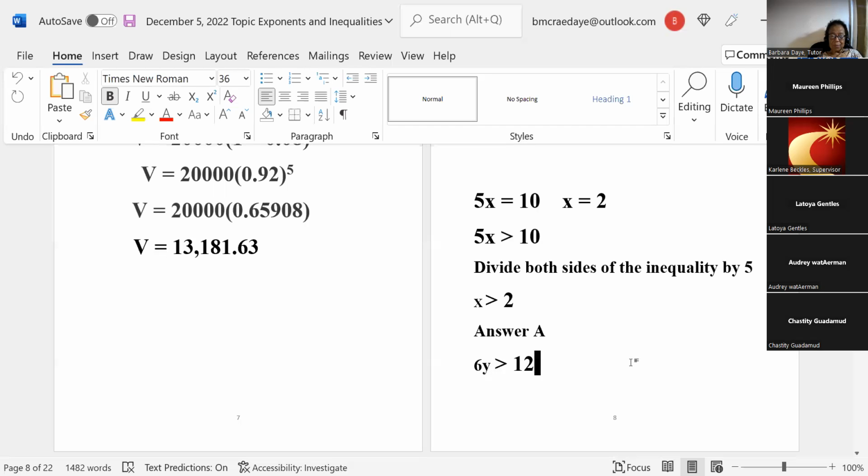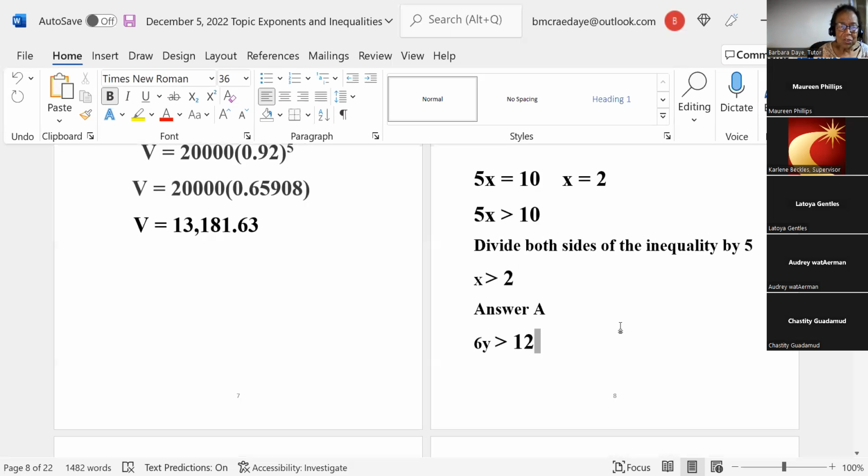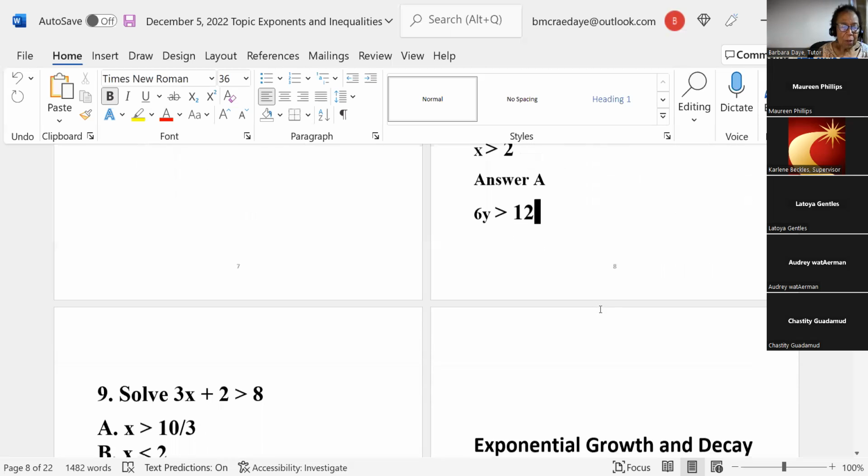So it's got to be greater than 2, right? And they don't have to all be whole numbers. 2.1, 6 times 2.1 is greater than 12. So any number greater than 2 would satisfy this inequality. Got it? It's making sense now, Audrey? Because I know you said before that this inequality wasn't making sense to you.